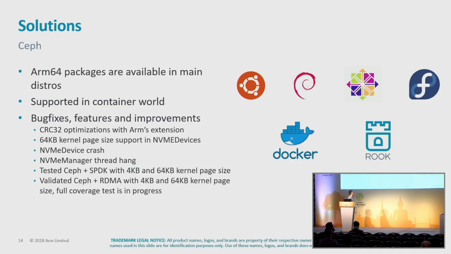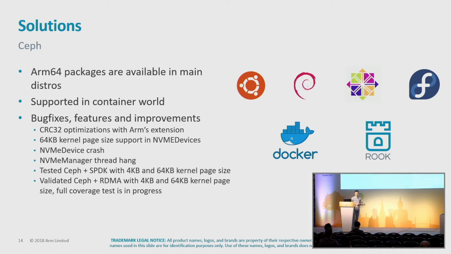For Ceph, it has been well supported on ARM. All main distros provide ARM64 packages for Ceph to help users easily set up a Ceph cluster. And it's also officially supported in the container world. Ceph has provided an ARM64 Docker image on Docker Hub. And the user can use Rook to simplify and automate many setup and maintenance jobs for Ceph by taking advantage of Kubernetes as a distributed platform. And ARM64 is also supported by Rook.